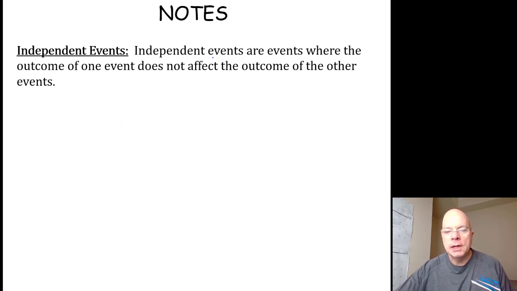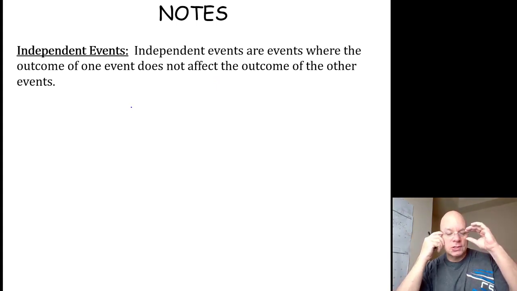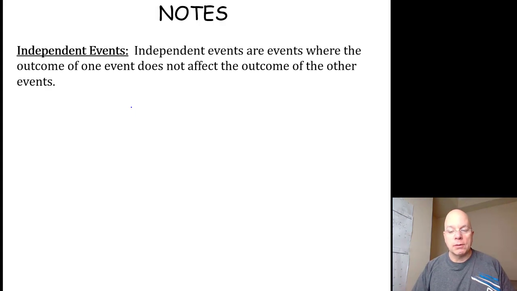But independent events are events where the outcome of one event does not affect the outcome of the other events. And we will later be calculating probability of dependent events, where one event does affect the outcome of the other event. We'll just start with this.